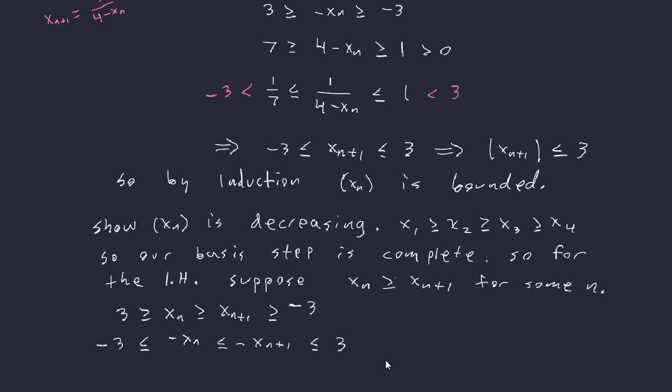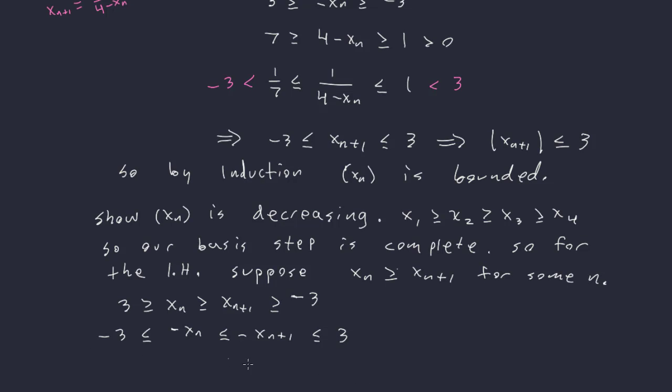All right, then sort of running out of space here, but then I'll add 4 to everything. So I'll get 1 is less than or equal to 4 minus xn, which is less than or equal to 4 minus xn plus 3, which is less than or equal to 7. Now, if you're looking at this and thinking, well, could we have proved that it was bounded and decreasing all in one go? The answer is probably. Sometimes there are slick ways to do this.